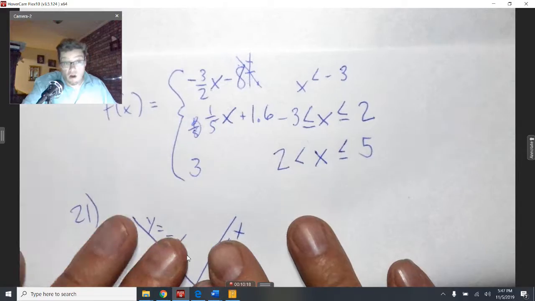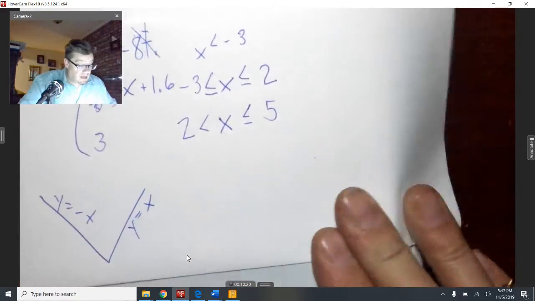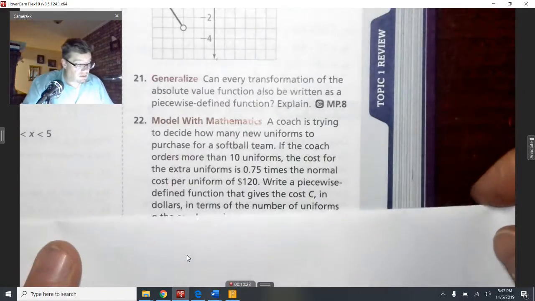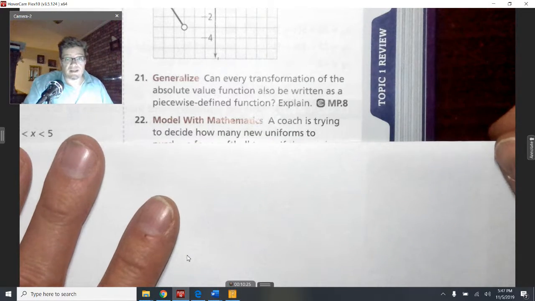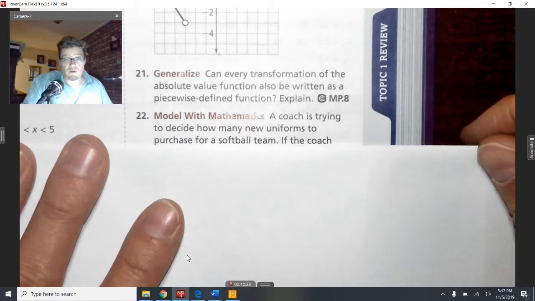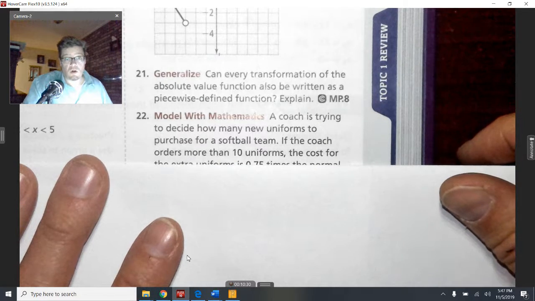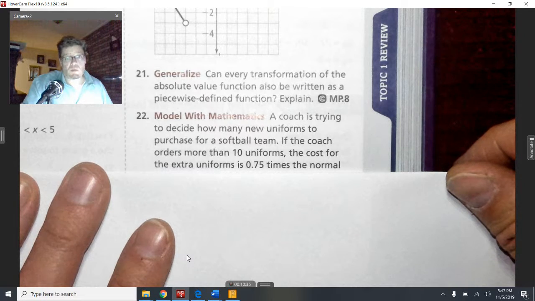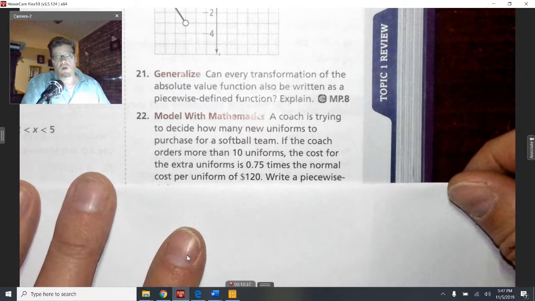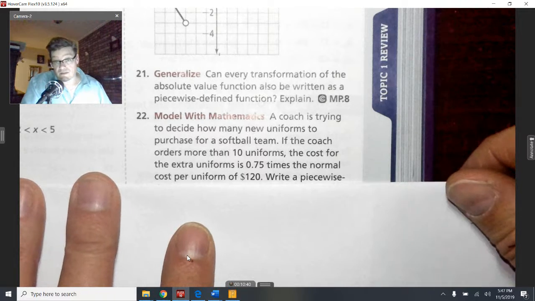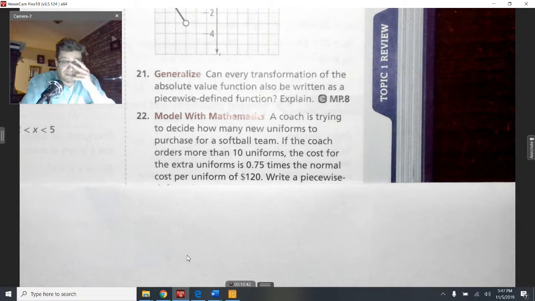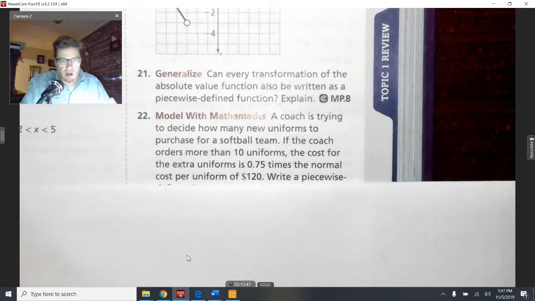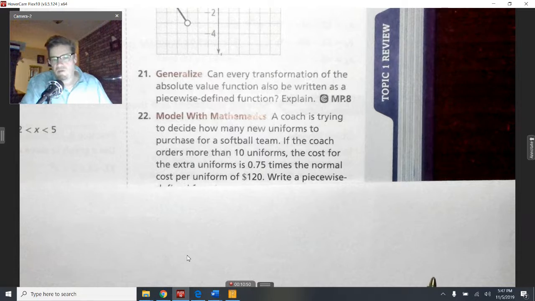And then 22, I'm not going to put something as hard as 22 on the test. It's pretty difficult. Basically, a coach is trying to decide how many new uniforms to purchase for a softball team. If the coach orders more than 10 uniforms, the cost for the extra uniforms is 0.75 times the normal cost per uniform of $120. So that means that 0.75 means that you're taking off 25%. So you get 25% off for every uniform after you buy 10.